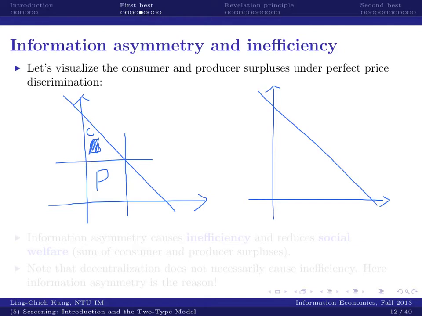Now, for each coming consumer, you're going to charge him exactly what he values his product. Okay? So that means your producer surplus will be exactly everything in this triangle, and no consumer is going to earn anything. Okay? So this is the best you may have. You can extract all the surplus from consumers, and this is the worst situation for consumers because they can earn nothing by buying or not buying your product. Okay?